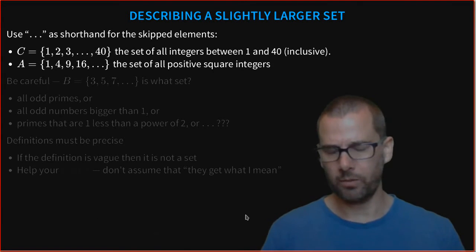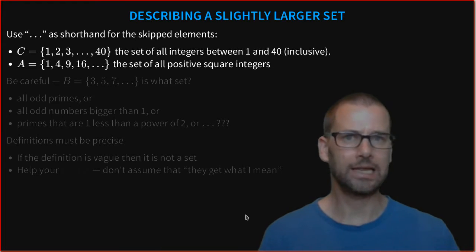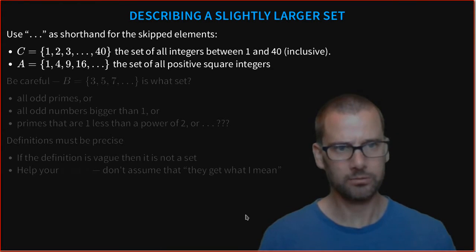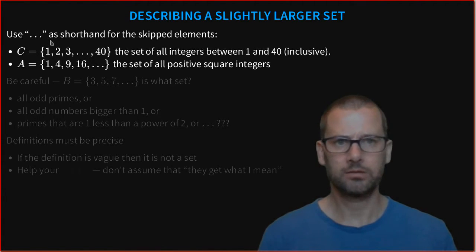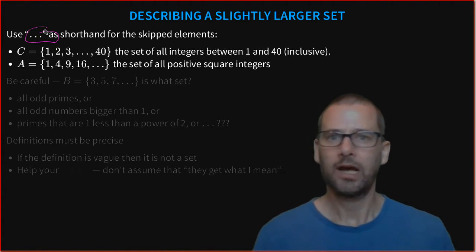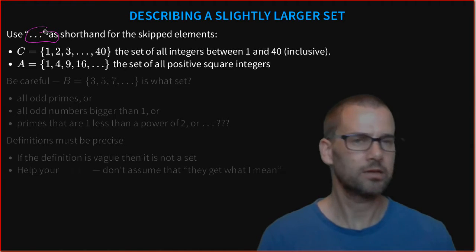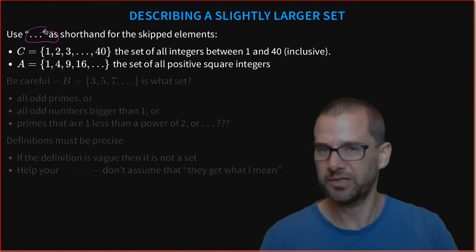Now, that works quite well when we have a very small set, but if we have a larger set, then we've got to do things a little bit more creatively. And one of the things that we typically do is we use these 3 dots, namely an ellipsis, as shorthand for skipped elements, okay? That's sort of telling the reader, hey, you get the idea of what's happening here.